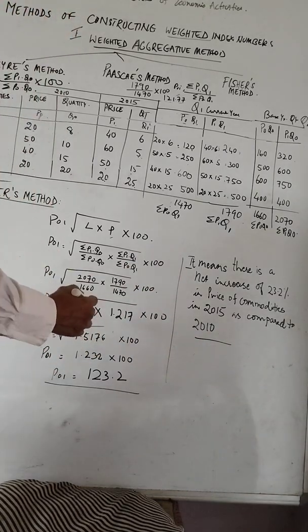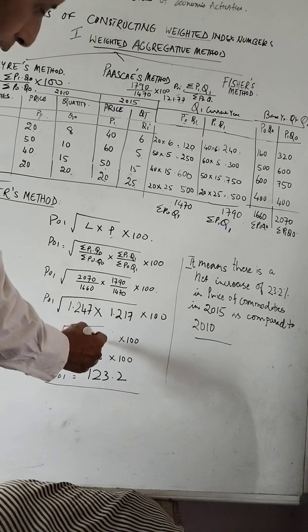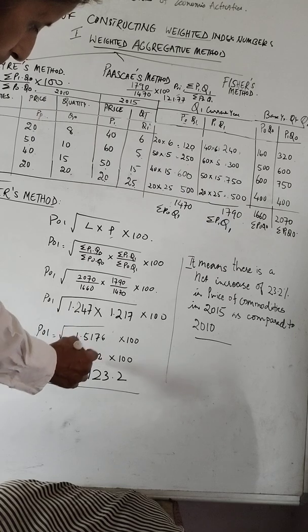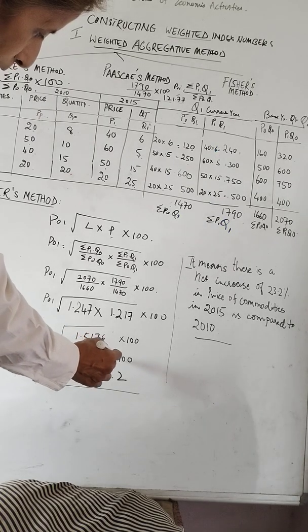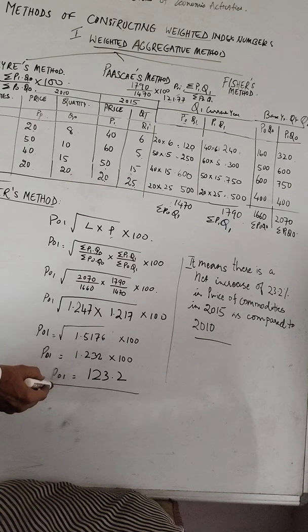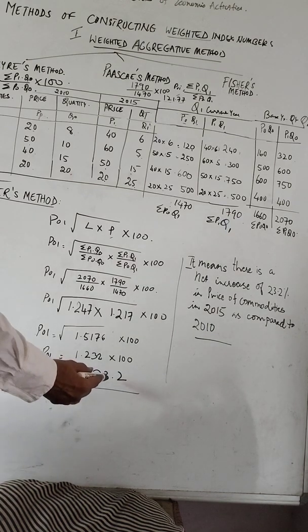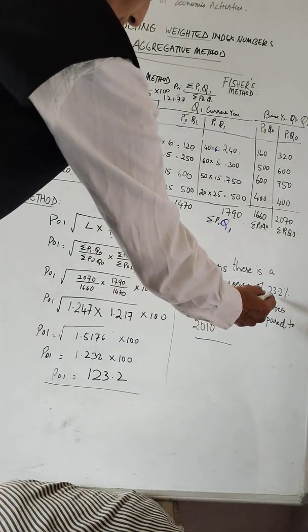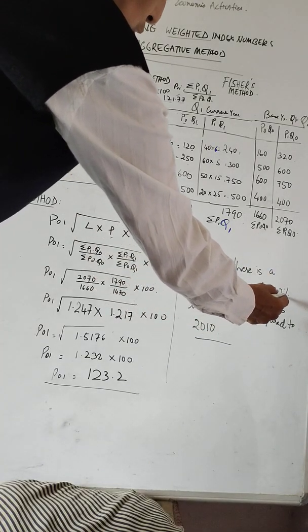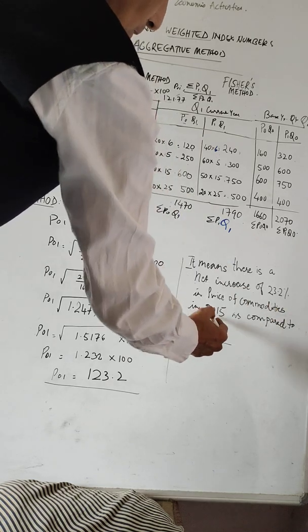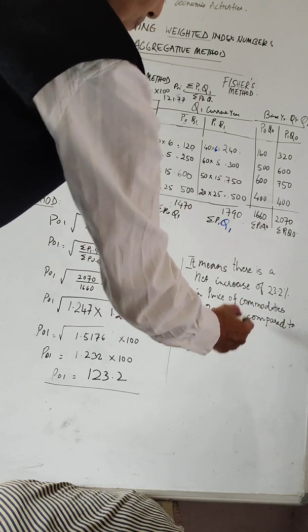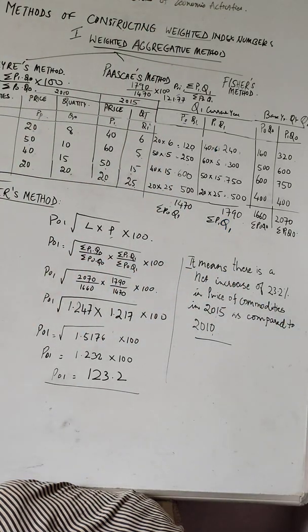Now what do we do? We multiply that, we get 1.5176 into 100. So then take out the square root, 1.232 into 100, and index number comes out to be 123.2. It means that there is a net increase of 23.2% in price of commodities in 2015, that is current year, as compared to 2010, the base year. All right. So this is how it goes.